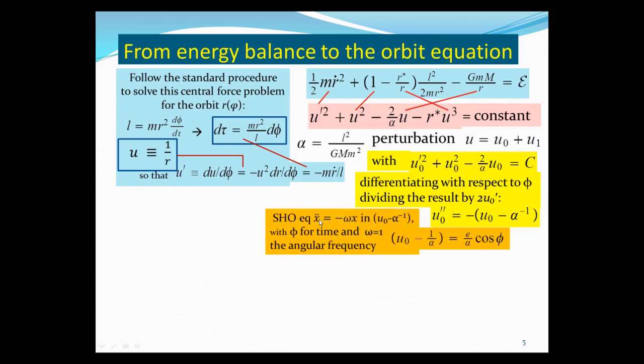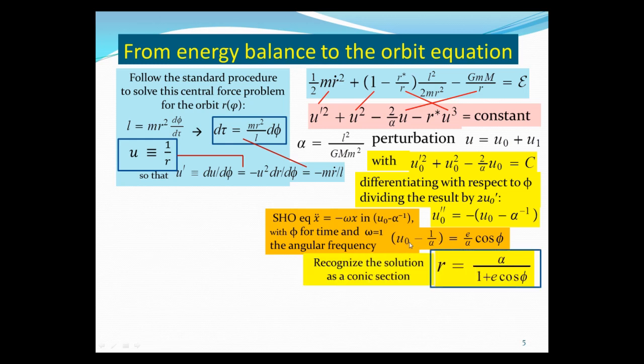Remember, the harmonic oscillator's second derivative with respect to time is equal to minus omega squared x, from the spring force. In this case, x is u naught minus 1 over alpha. This is our x, and instead of differentiating with time, we differentiate with the angle. It's the same thing. And omega, the frequency, is actually 1, because I have exactly minus this, no other factor here. So the solution to the simple harmonic oscillator is x equals some constant times cosine omega t. Omega is 1, so cosine of t becomes cosine of phi. That's the solution to this orbit equation for the 0th order term.